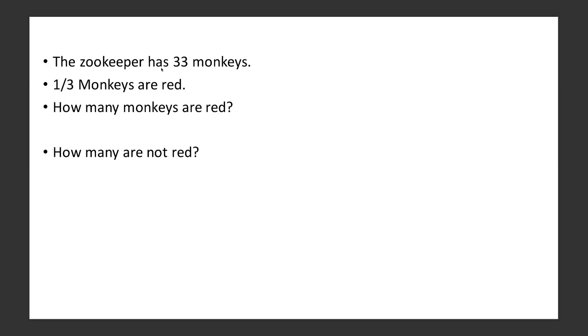Okay, the zookeeper has 33 monkeys. 1/3 of the monkeys are red. So very unique monkeys, aren't they? Okay, 1/3 are red. How many monkeys are red? So this one is a bit simple. How many monkeys are red? So we want to know how many monkeys are red.